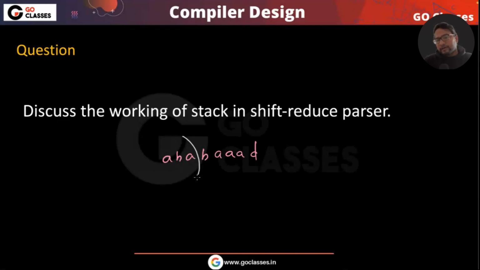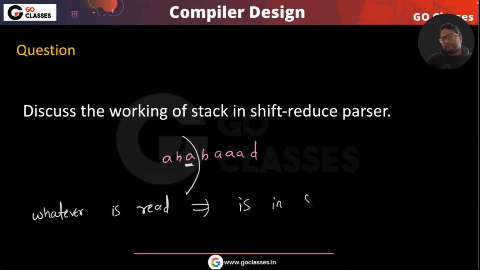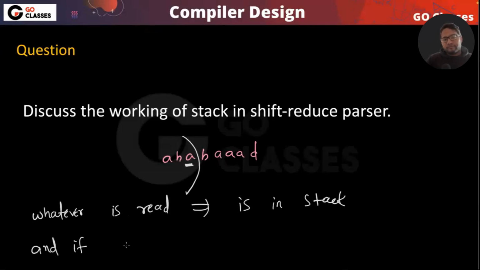Let's suppose you have read till this point. If this is a handle, will you reduce it or not? Always reduce. Handle means always reduce. So if this is a handle, you should always reduce, so you will reduce it. So how is the stack working? Whatever is read is in the stack, and if the top of the stack is a handle, then reduce it, right? Very simple.